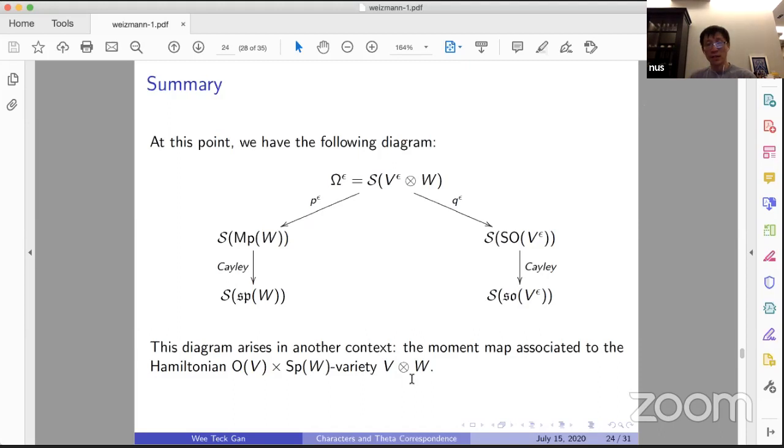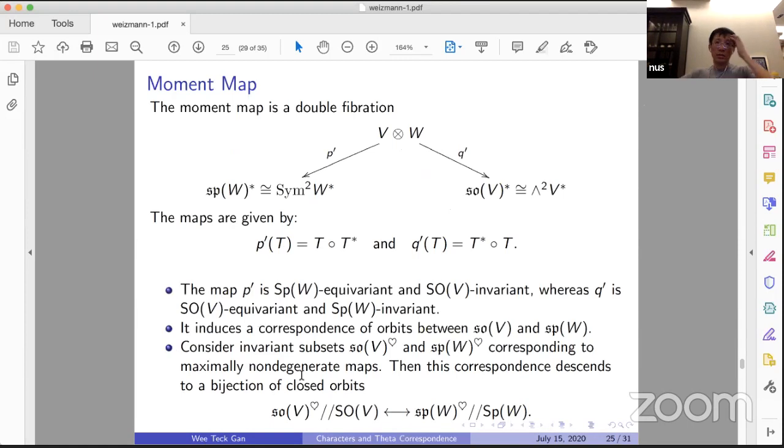Okay, because V tensor W is a symplectic vector space equipped with this natural action. This is a Hamiltonian symplectic variety. So there's an associated moment map. Okay, so this moment map is, I guess, a map from the symplectic variety, V tensor W, to the product of these two Lie algebras. But I write it as a double fibration. It's given in this way. The maps are very concrete.